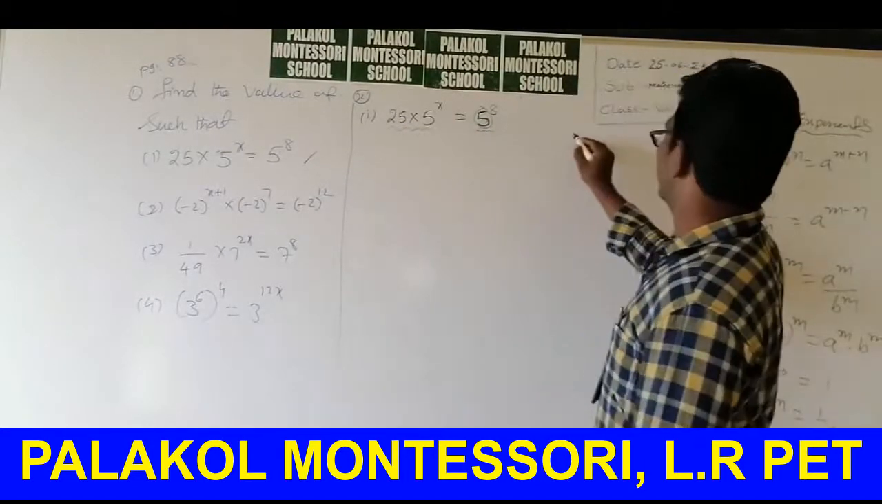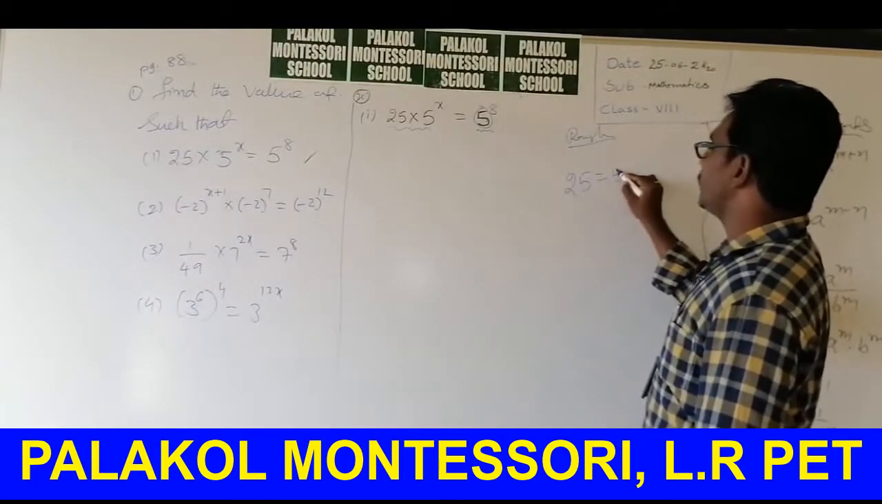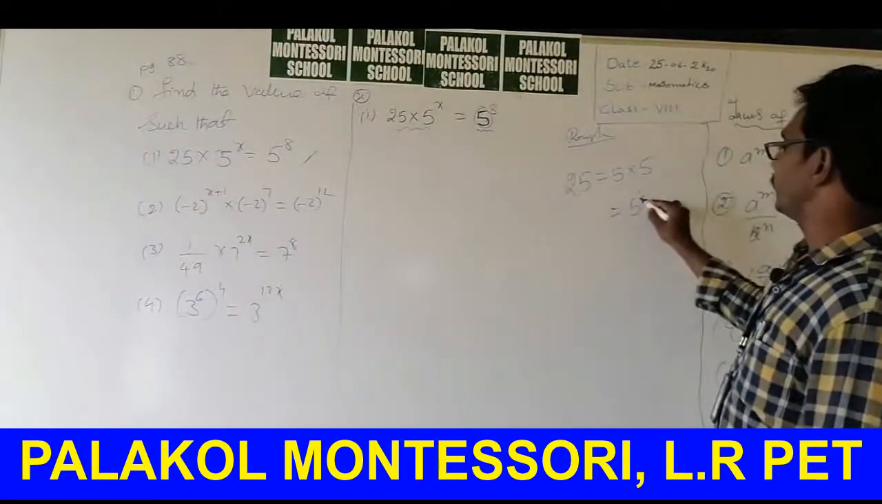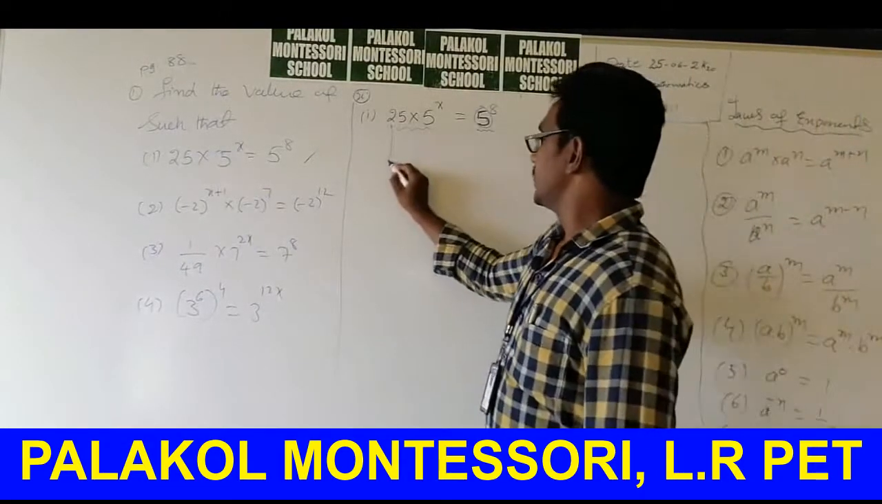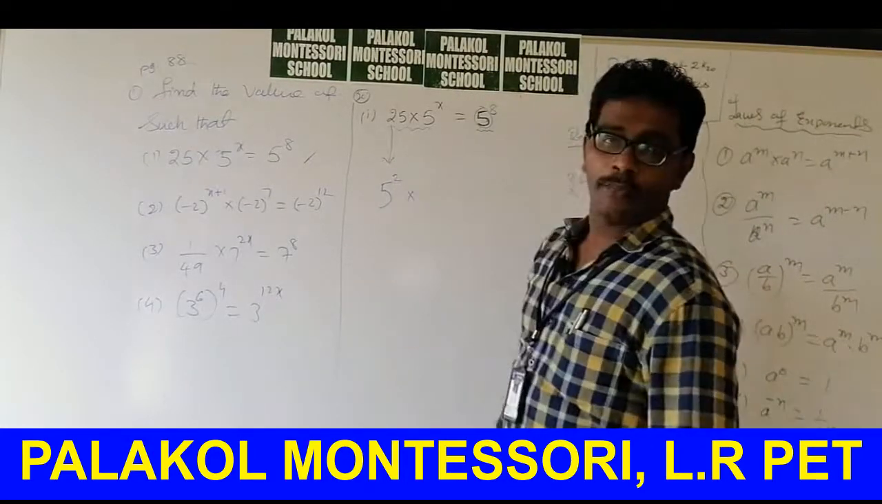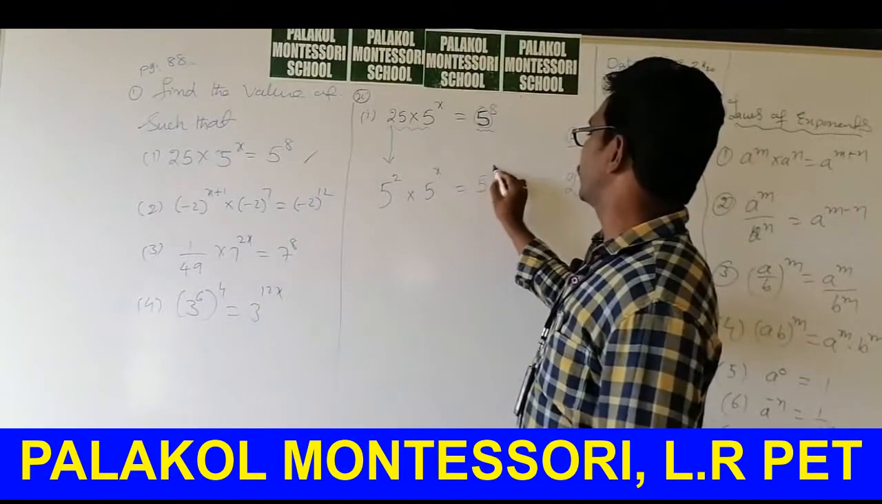25 you can write, coming to rough, 5 times 5, 5 fives are 25. Simply you write 5 squared. So once you write 5 squared, don't change the operation, bring down 5^x is equal to 5^8.